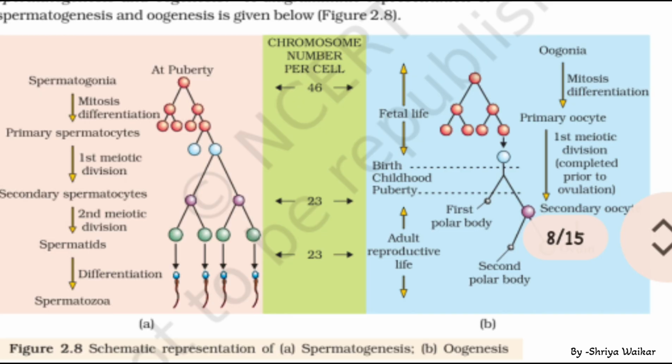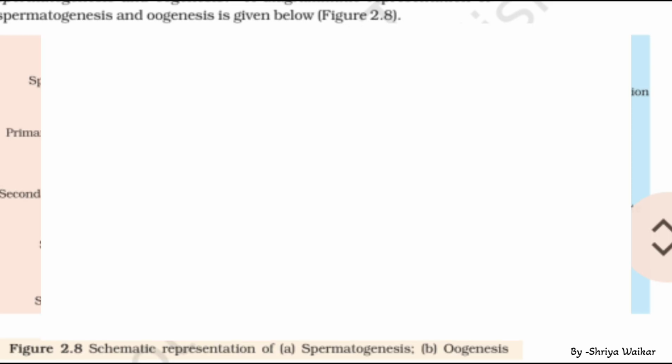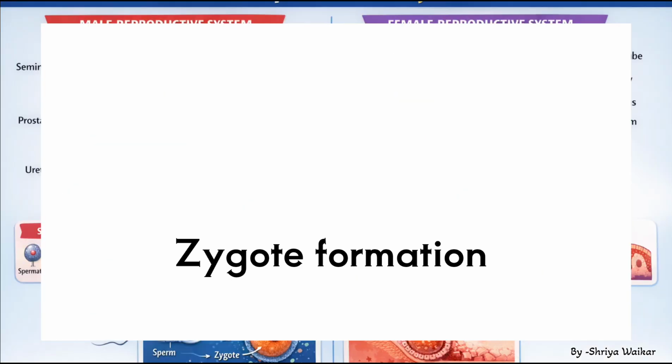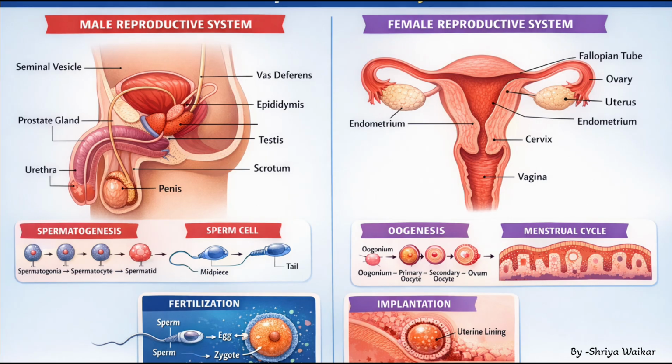So human reproduction is a sexual reproduction process where male and female gametes fuse to form the zygote, which then develops into a new individual. So here the important point, one liner for exam, is humans are viviparous organisms. They show internal fertilization.